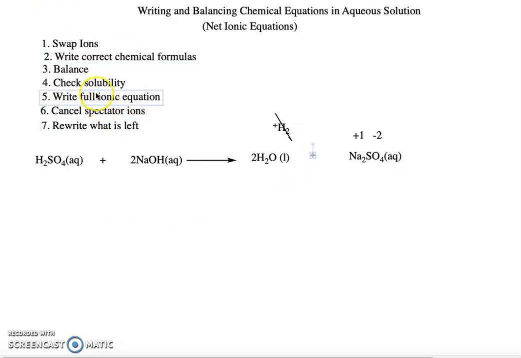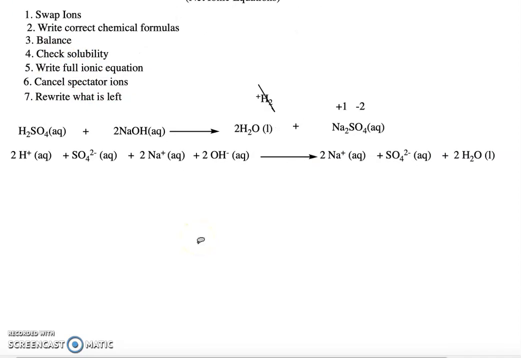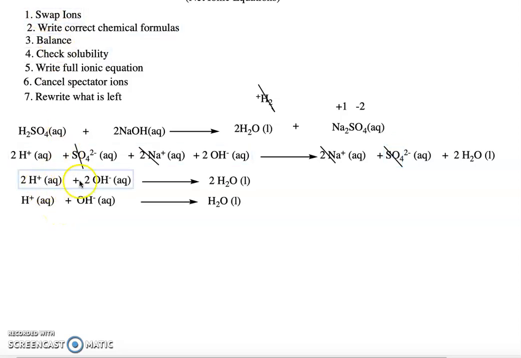Next, we are going to write the full ionic equation, which looks like this. Again, we're going to cancel out the spectator ions like this. I want to remind you it's 2H plus, not H2 plus. Make sure you don't make that mistake. Now we write what we have left, which gives us 2H plus 2OH minus gives me 2H2O liquid. We cancel out the 2's like we did before, and we end up with H plus aqueous plus OH minus aqueous gives me H2O liquid.